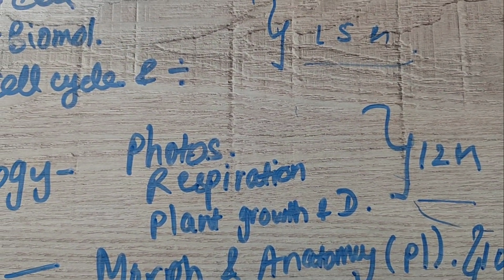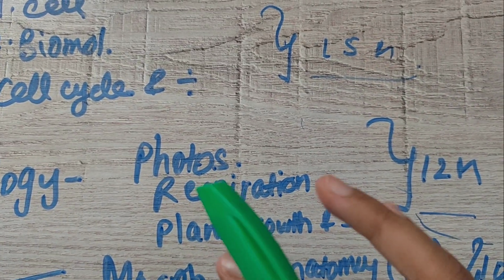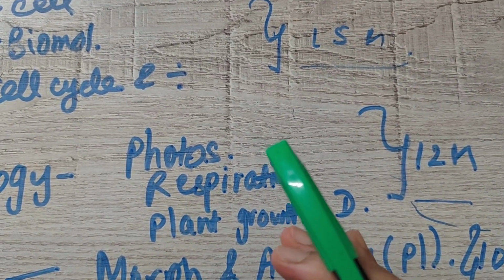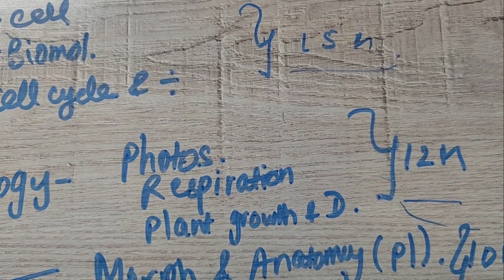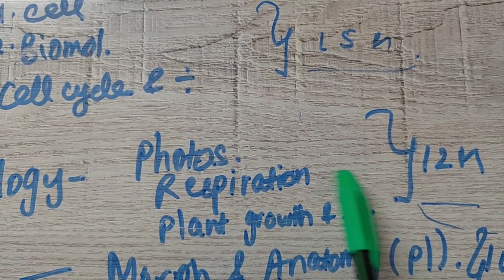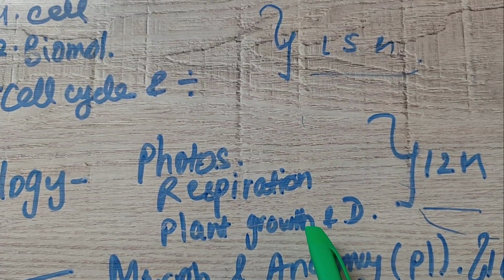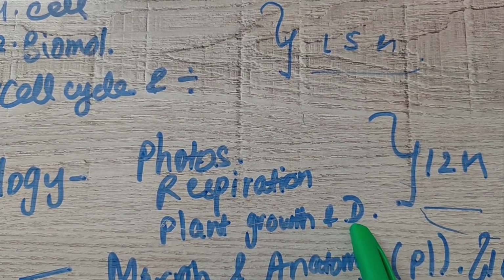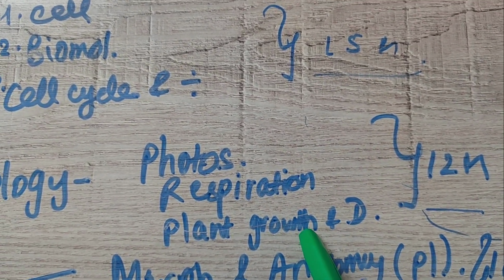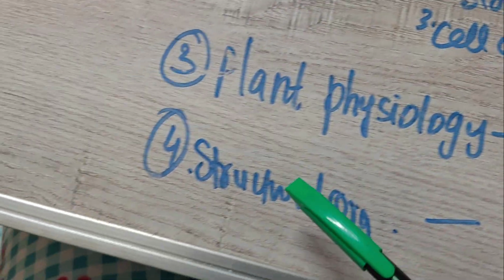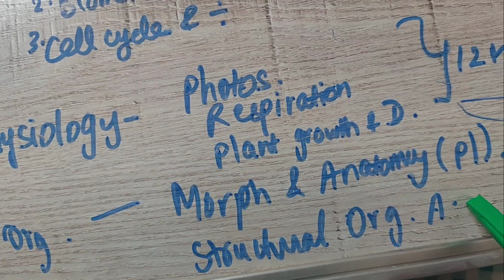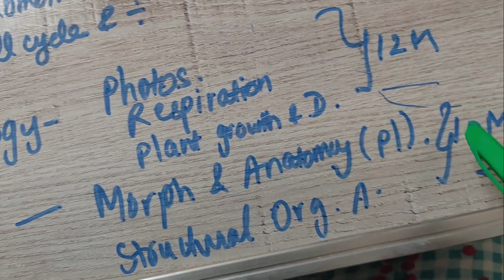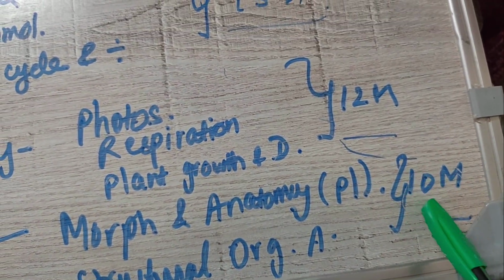Do not think that since you're studying biology, everything is just going to be memory. There is understanding and logic involved as well, because questions can be twisted. Plant growth and development requires a lot of memorizing the names of the hormones and their functions, and obviously the names of the discoverers as well. Then the last unit is structural organization. It consists of morphology and anatomy of plants and structural organization of animals. This consists of 10 marks in total.